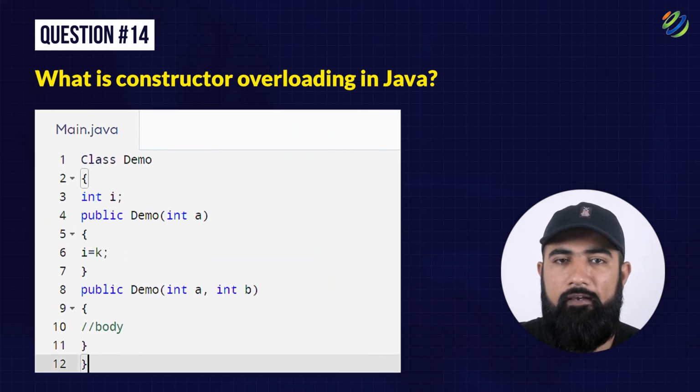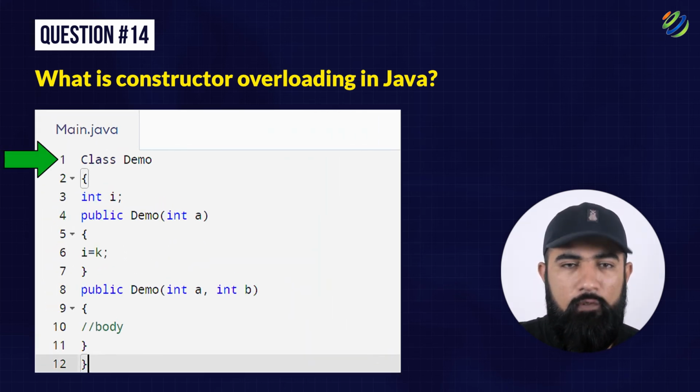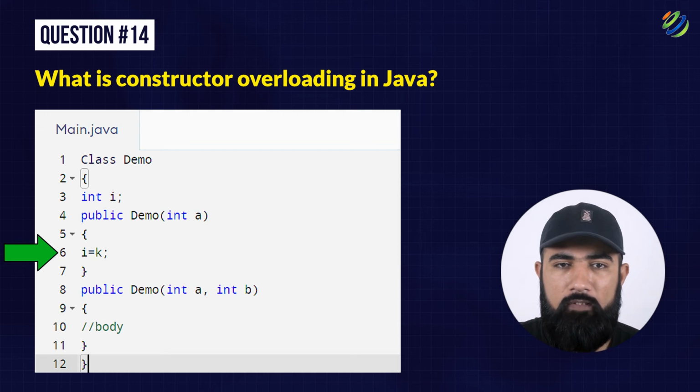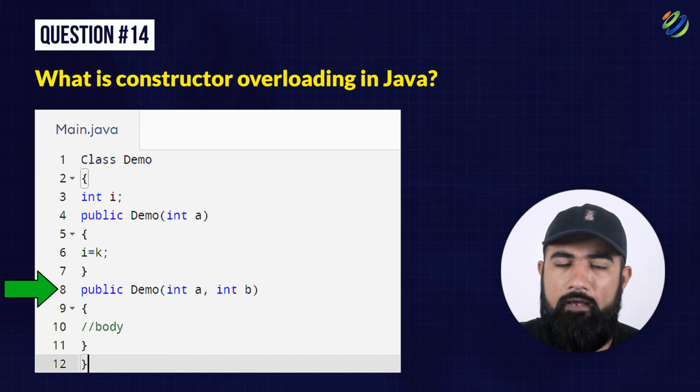Here I have a class with the name of demo, and in that I have a constructor in which I have one parameter, and then I am assigning i equals k. Then I have another constructor, public demo, and in that now I have two parameters. So we have a constructor with the same name, but now we have a different number of parameters. This is how constructor overloading works.